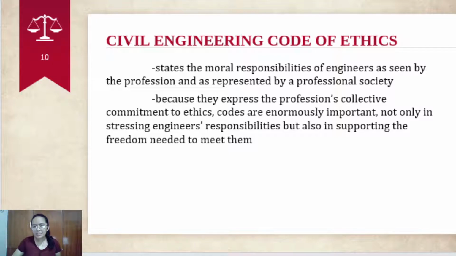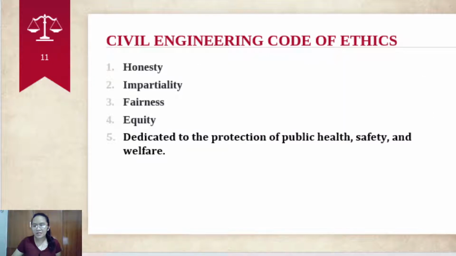So, these are the civil engineering ethics. First, we have honesty. Honesty is telling the truth, adherence to the facts. Second, we have impartiality. Impartiality can be described as the principle that decisions ought to be based on objective criteria rather than based on bias, prejudice, or preferring to benefit one person over another for improper reasons.